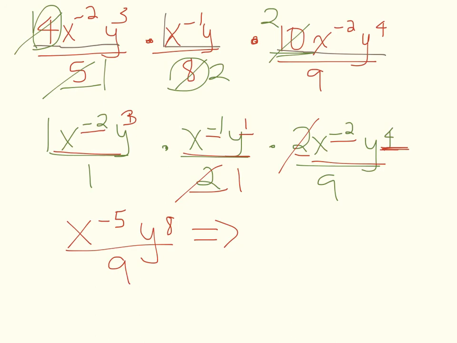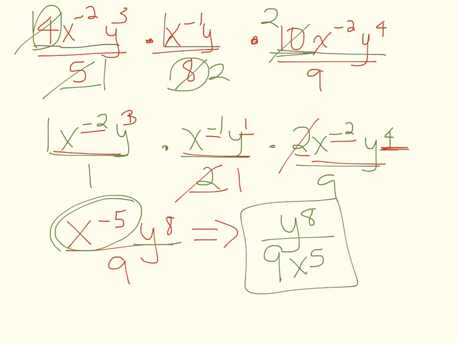So what we will do is bring down that x to the negative 5 to the denominator, but the y to the 8 will stay up there. If we brought it down, it would actually be negative. That's why the final answer is y to the exponent 8 over 9 x to the exponent 5. And that's our final answer.